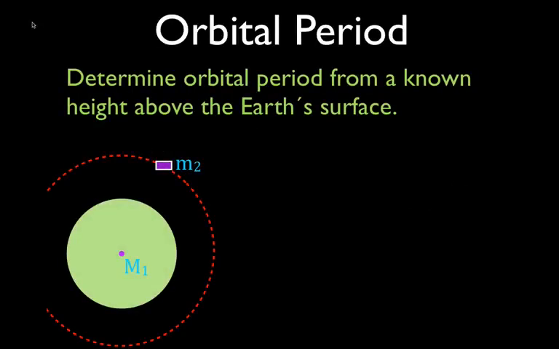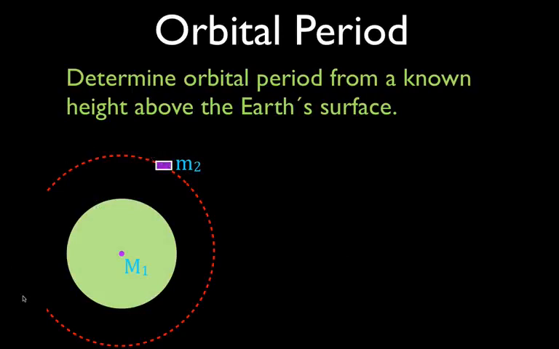Okay, in today's video, we are going to go over a problem involving orbital period. We're going to actually do two things in this video. One is we're going to derive the equation for orbital period, and the second thing we're going to do is a couple examples for calculating the orbital period of an object. So let's get started.